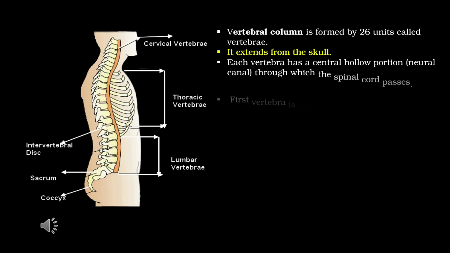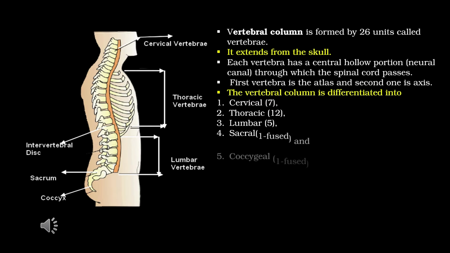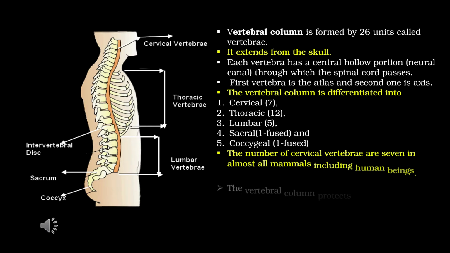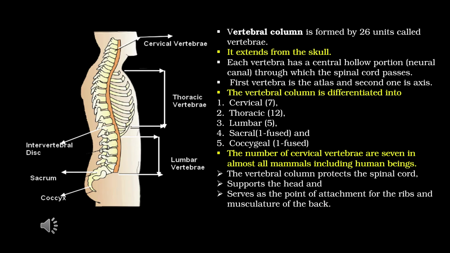The vertebral column is formed by 26 units called vertebrae. It extends from the skull. Each vertebra has a central hollow portion, the neural canal, through which the spinal cord passes. The first vertebra is the atlas, and the second one is the axis.